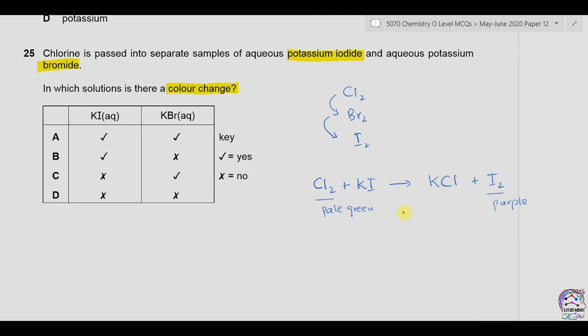So therefore there is a change in color, so it could be A or B. Let's find out the second chemical reaction. We have chlorine and potassium bromide. So it will form potassium chloride along with bromine gas. Again, chlorine is pale green and bromine is reddish brown. So a color change is also seen in the second reaction. So A is the correct option.